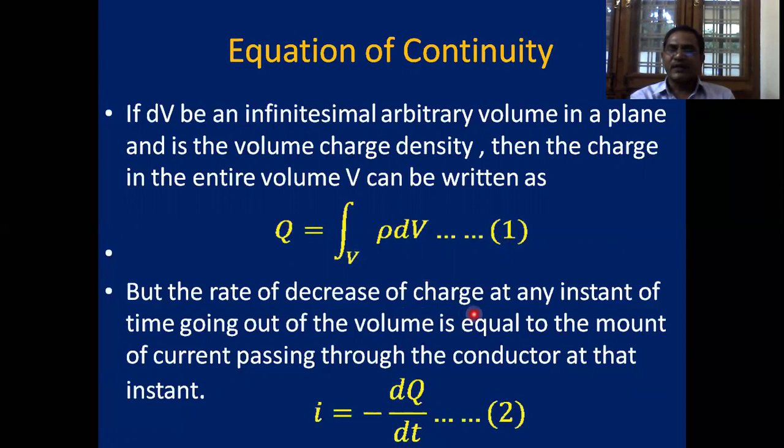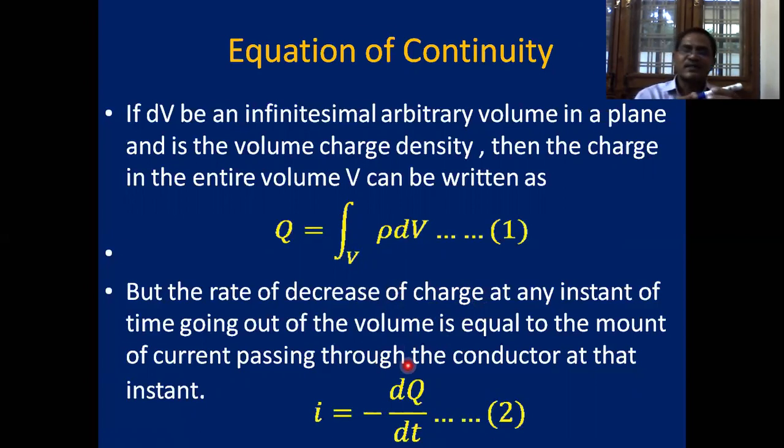But the rate of decrease of charge at any instant of time going out through that volume is equal to the amount of current passing through the conductor at that point. Here it is the concept of the law of conservation of charge. So whatever volume you consider, the closed surface S enclosing some volume V, the rate of decrease of charge at any instant of time coming out from that volume is equal to the amount of current passing through that conductor.